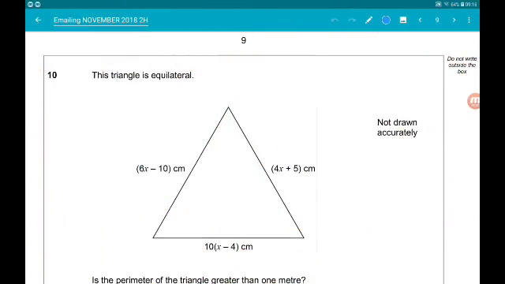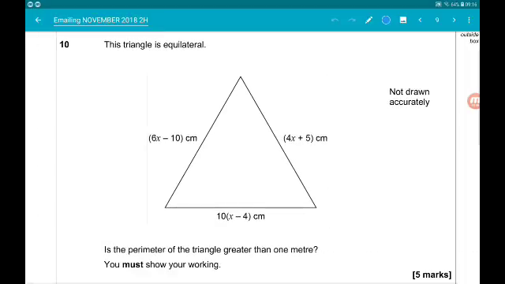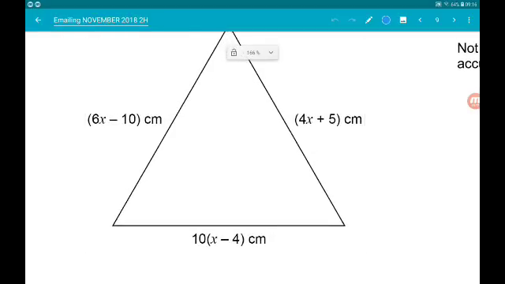Okay, question 10, another one that I know causes problems, 5 marks. So they're also throwing a lot of big questions at us altogether. So this triangle is equilateral. Straight away, we need to be thinking about what that means. That means all 3 side lengths are the same and all of the angles are the same, but we don't really care about those.